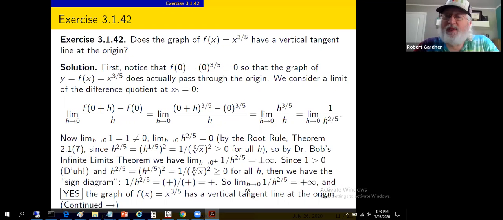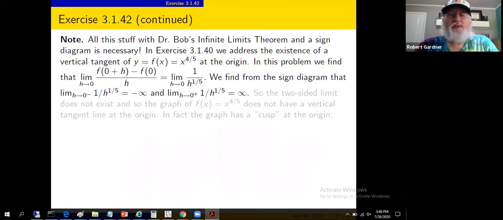The two-sided limit, the limit as h approaches 0 of 1 over h to the 2/5, must equal positive infinity. For emphasis, yeah, the graph does have a vertical tangent at the origin. If the two-sided limit had been negative infinity, then we'd be good to go again. It'd still have a vertical tangent. The graph must look somehow different.